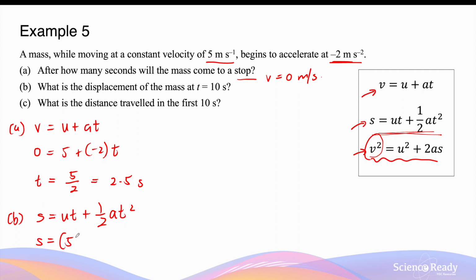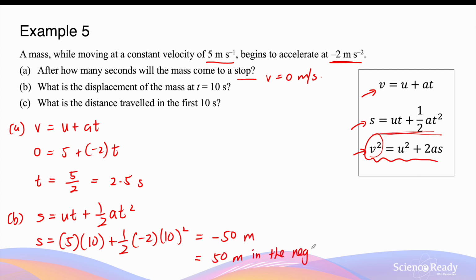The initial velocity is 5 meters per second. The time is 10 seconds, plus half times minus 2 times 10 squared. So the displacement of the object is minus 50 meters. You can rewrite this as 50 meters in the negative direction.